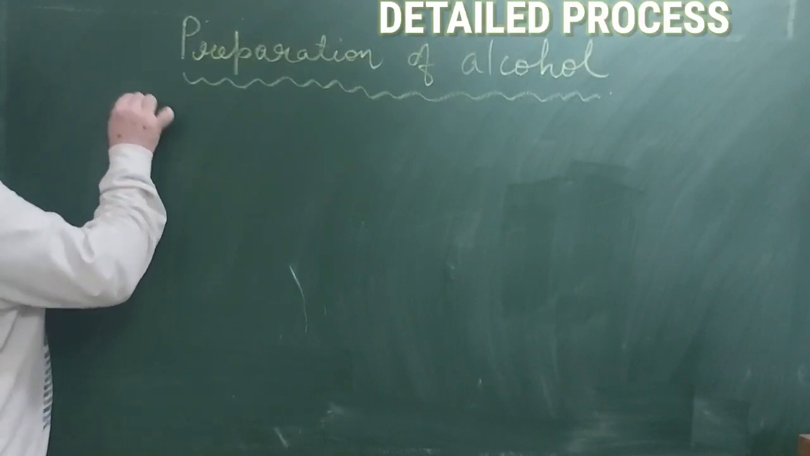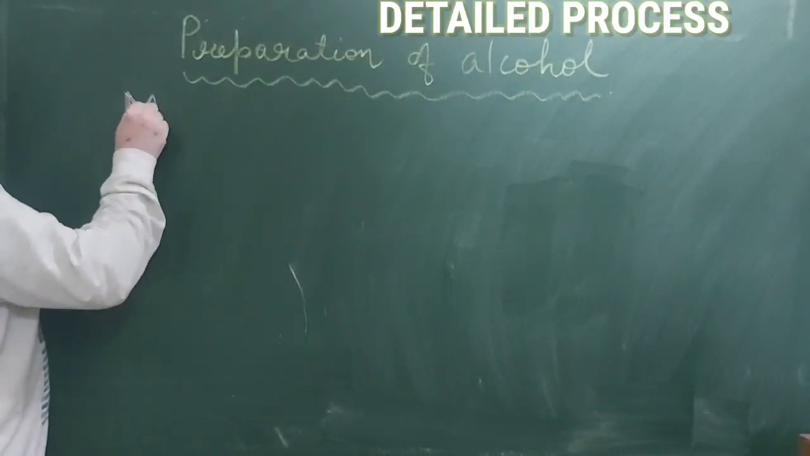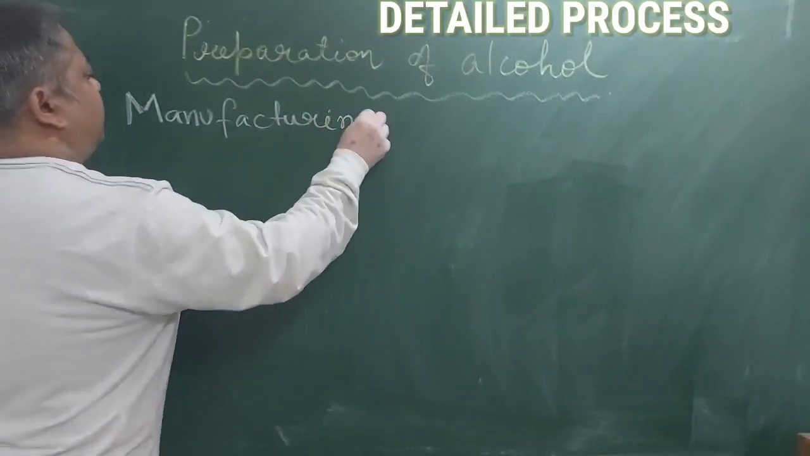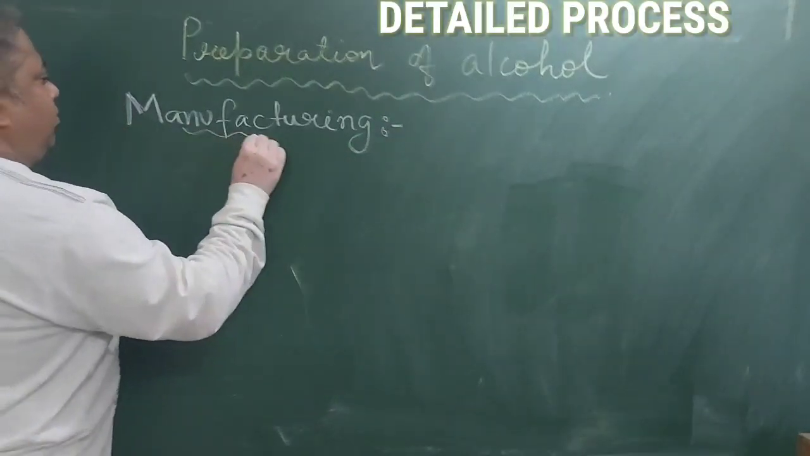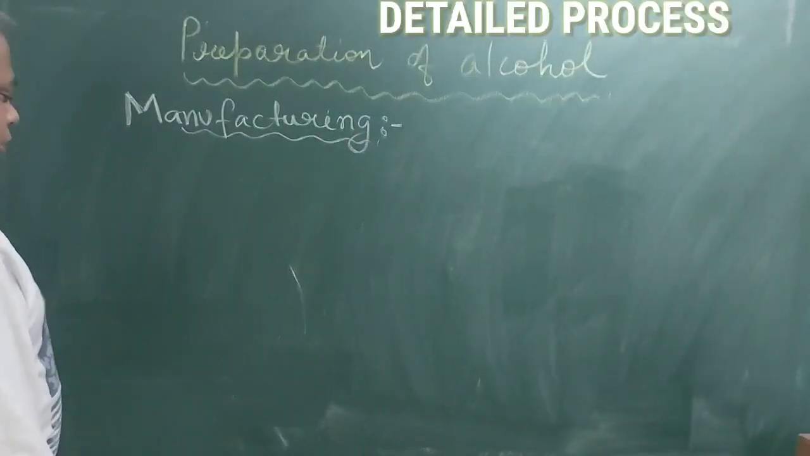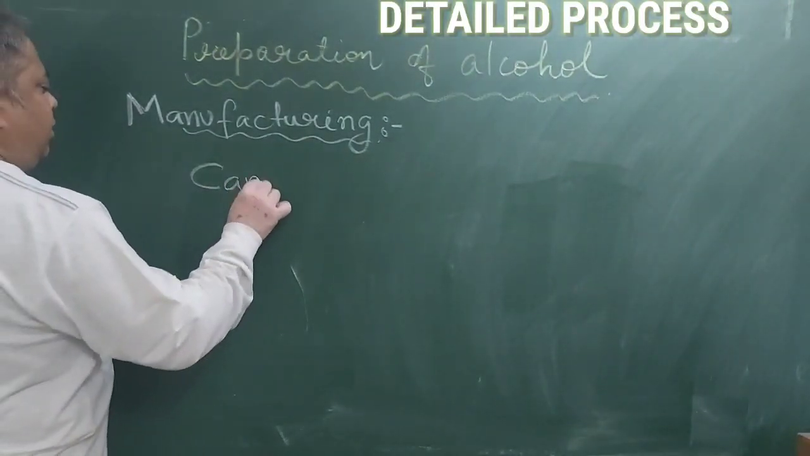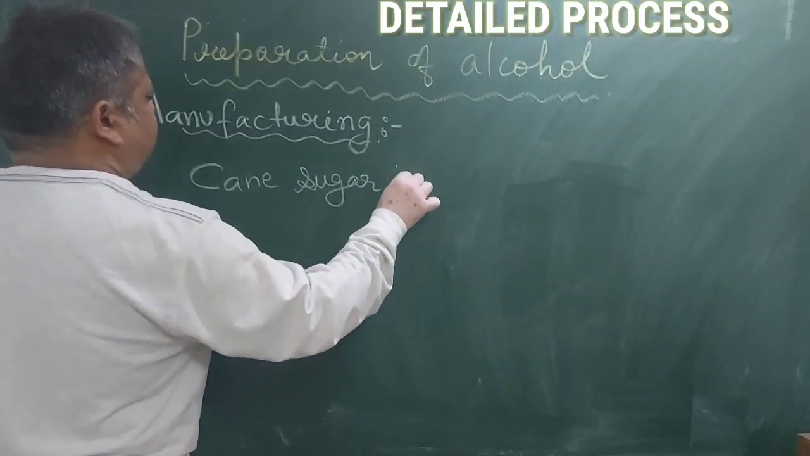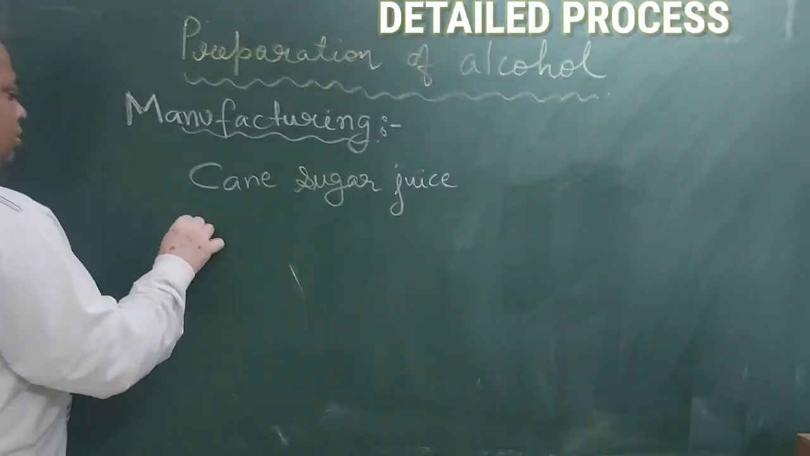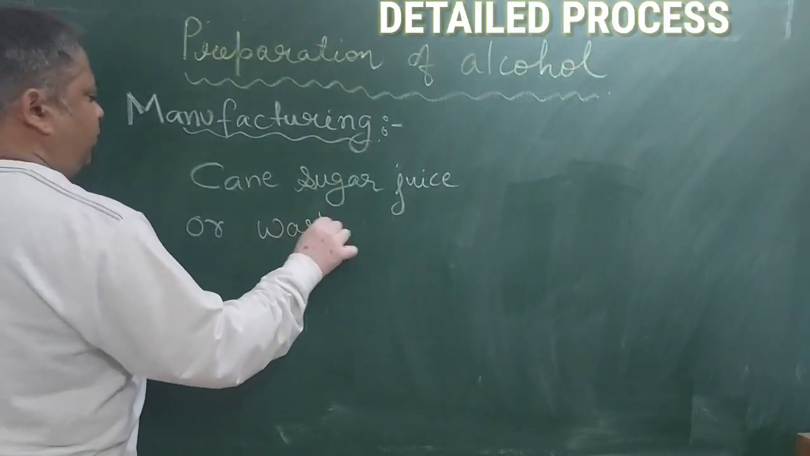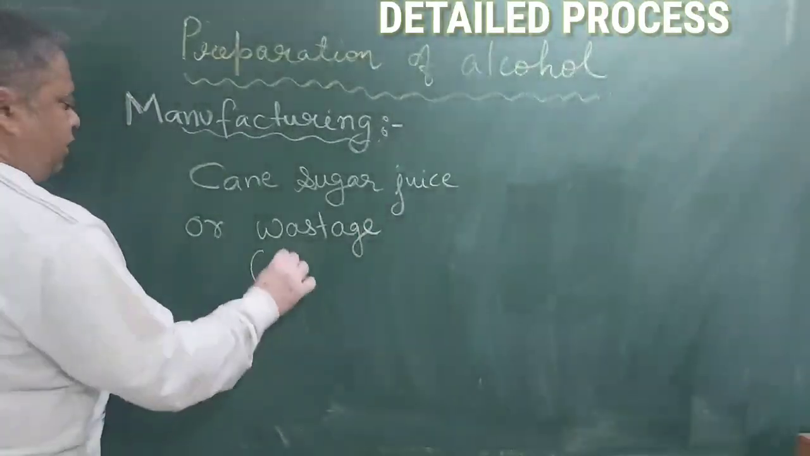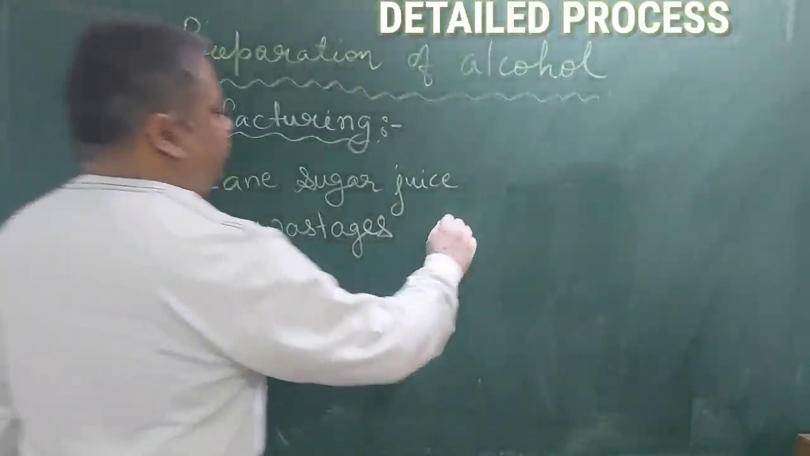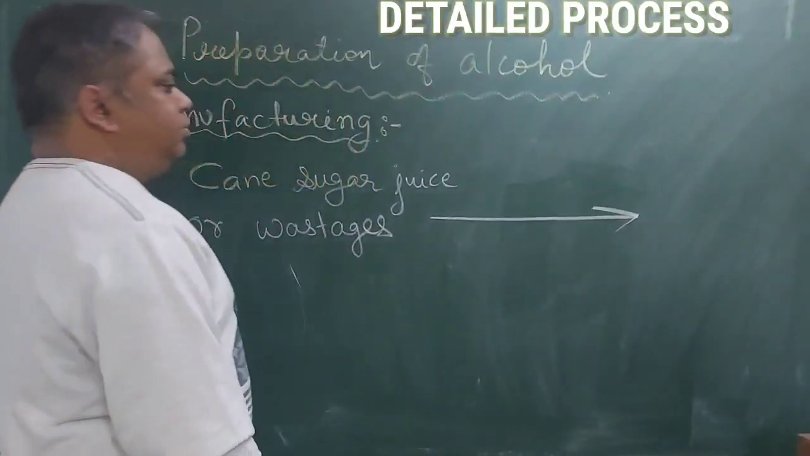First, manufacturing. What we do, we take either cane sugar juice or wastages of it, like it is called bagasse, or the wastages. We treat it with yeast.